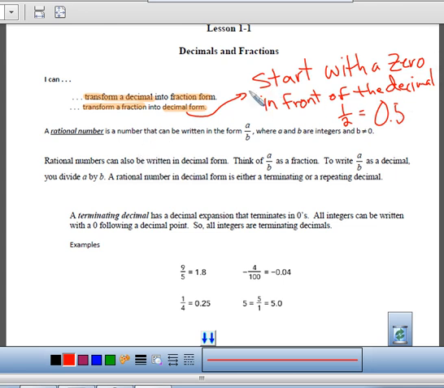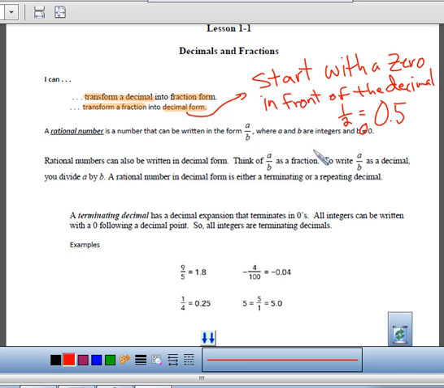Alright, so, what are we working with? Well, we're talking about rational numbers. Alright? That's a big idea here. A rational number is a number that can be written in the form of a over b. In other words, as a fraction, where a and b are integers and b is not 0. Remember, you can't have 0 on the bottom. If you do, try to plug that into your calculator. Your calculator doesn't like it. We can't divide by or have 0 in the denominator.